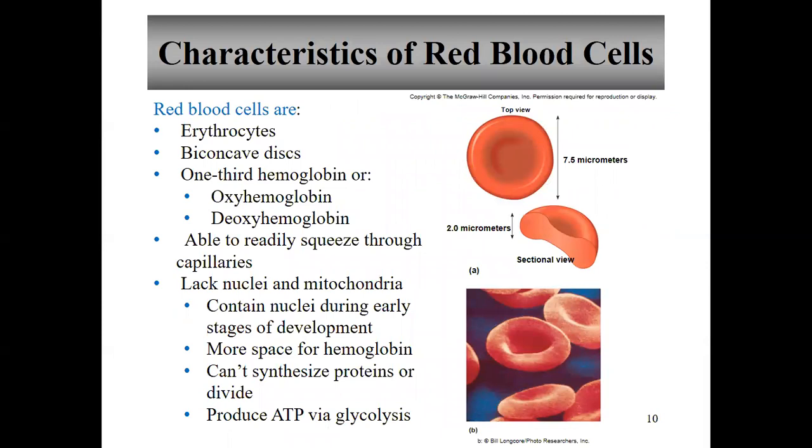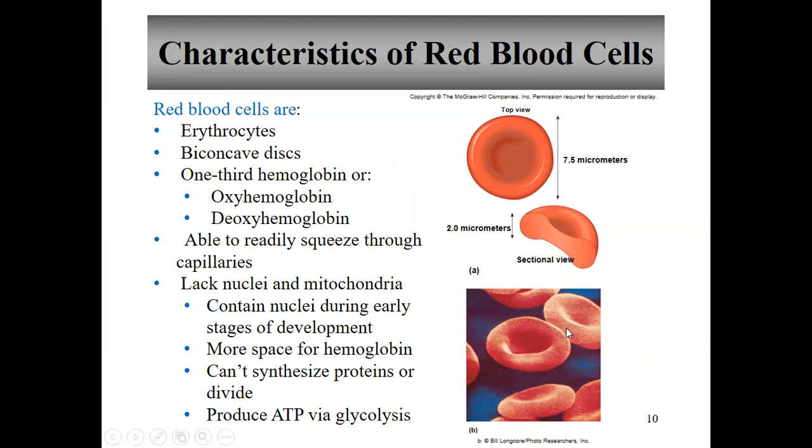So characteristics of red blood cells. First of all, red blood cells are also called erythrocytes. Erythro meaning red, cyte meaning cell. The cells are biconcave discs. So bi means two, concave means that the cells fold in on each other. So when you look at the cell and it kind of goes in, that invagination is a concave shape. And notice that it has the exact same shape on the other side. So this plus this gives us biconcave shape.